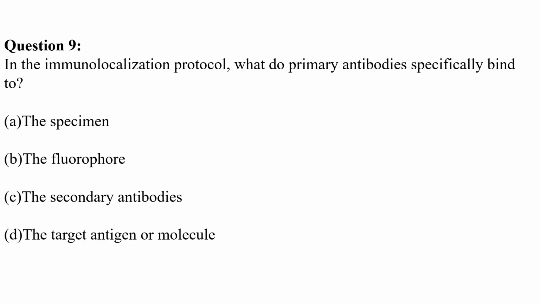So moving on to the next question, question number 9. In the immunolocalization protocol, what do primary antibodies specifically bind to? Option A, the specimen. Option B, the fluorophore. Option C, the secondary antibodies. And option D, the target antigen or molecule.